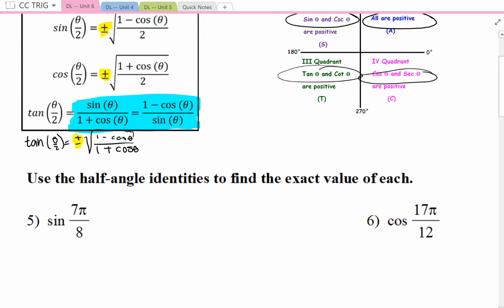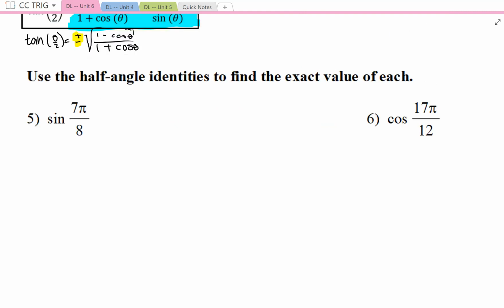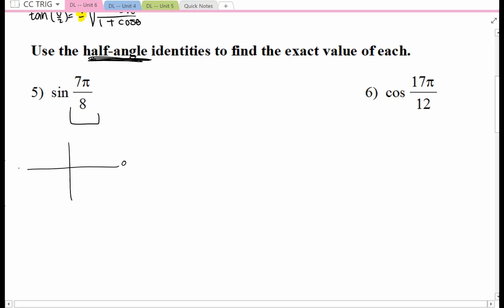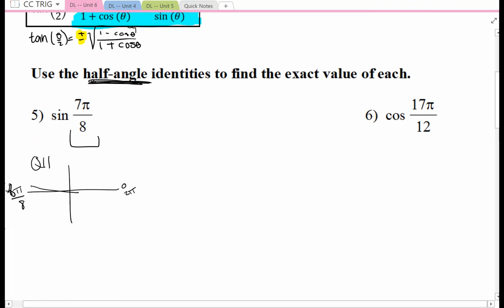Use the half-angle identities to help you find the exact value of each. Our first step is to find in which quadrant this original angle, 7 pi over 8, is. Well, 0 is here, and then we have pi, and then we have 2 pi. Pi can be written as 8 pi over 8. So 7 pi over 8 would be in quadrant 2. Sine is positive in quadrant 2. So now I know, because the angle is in quadrant 2 and I'm taking sine of that angle, my answer will be positive.